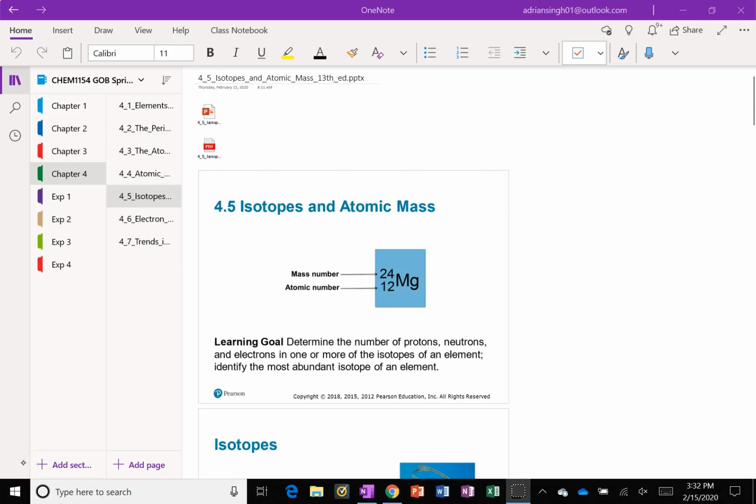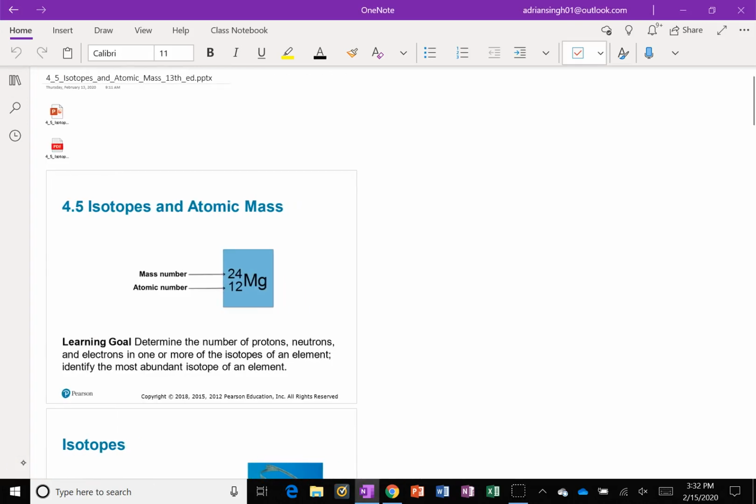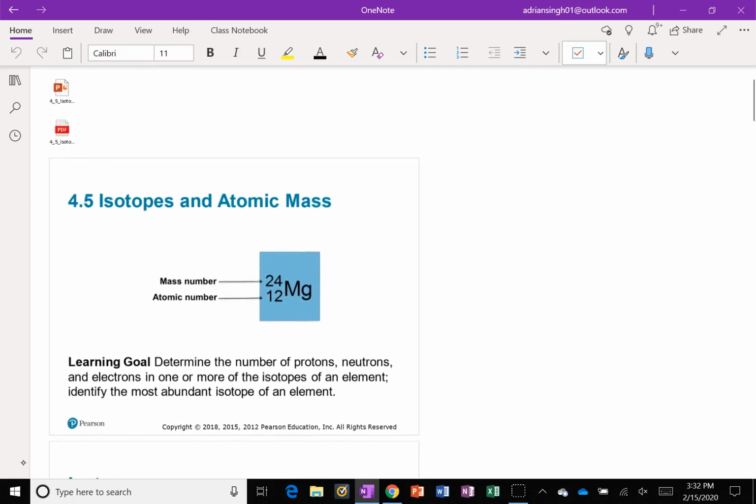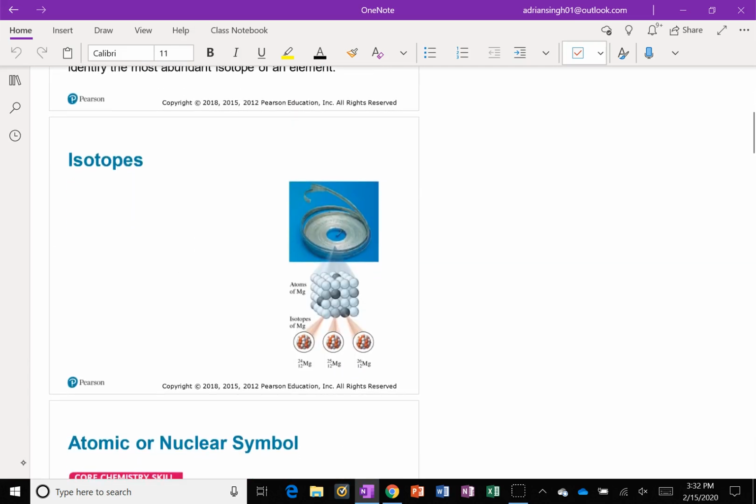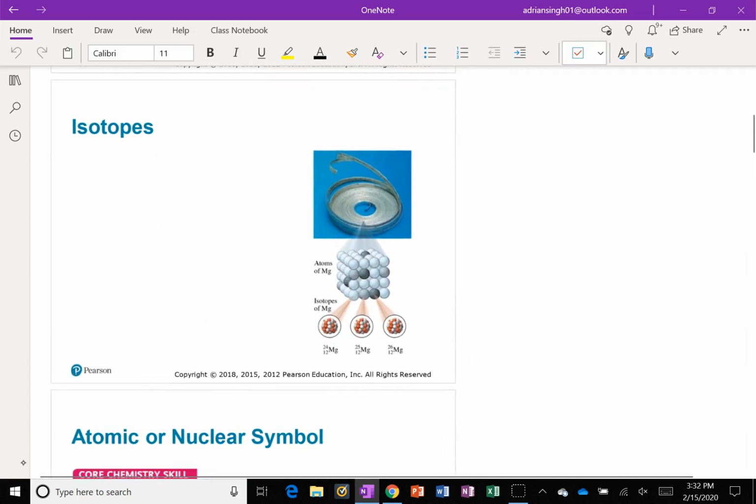Alright, so now that we know how to calculate the number of subatomic particles in an atom, the protons, neutrons, and electrons, we're going to take a look at how we represent those numbers, in addition to one of the properties of the elements on the periodic table, which is that oftentimes they exist as a mixture of what are known as isotopes. So the first thing that we need to do is to define what an isotope actually is.